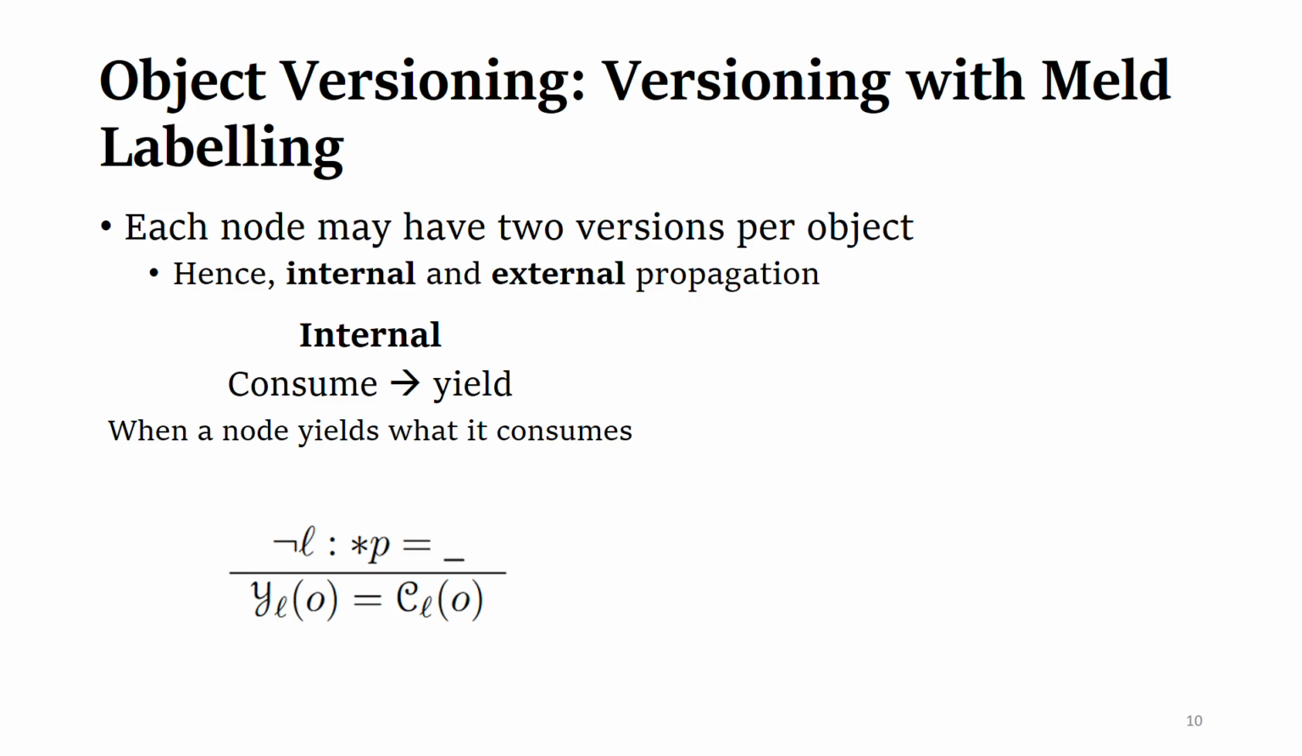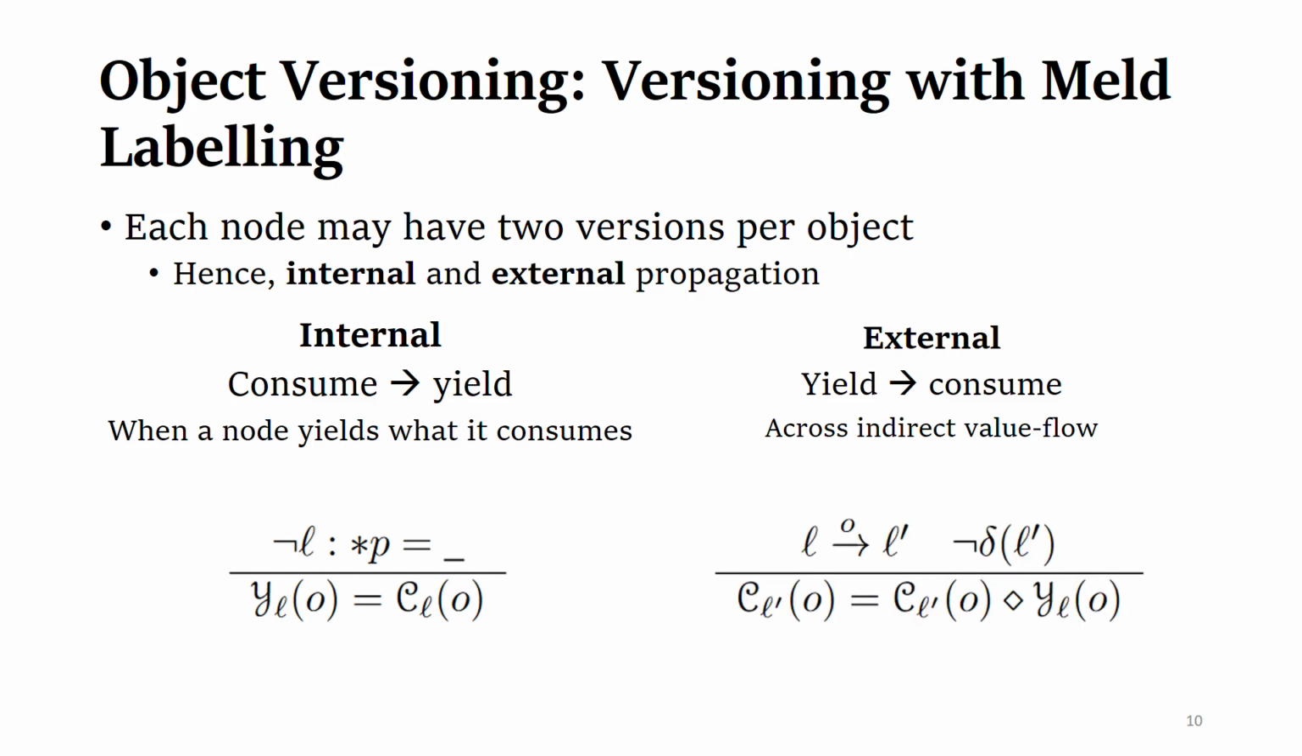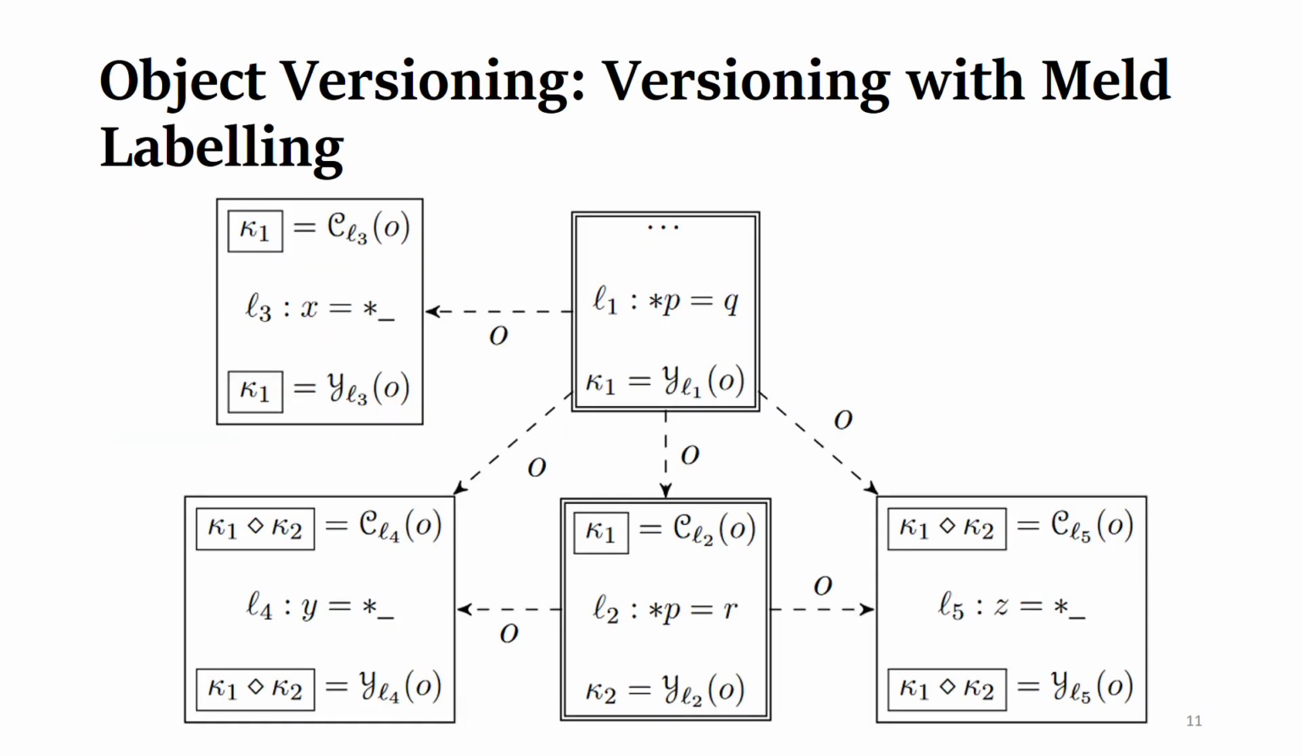External propagation, on the other hand, is between nodes along indirect edges, or value flow, from the yielded version of an object of one node to the consumed version of an object at another node. The consumed version of an object at non-delta nodes, which had their consumed version set earlier in the pre-versioning phase, is a melding of the yielded versions of the object at incoming neighbor nodes. This is encoded in the inference rule on the right, where given a value flow of O from L to L prime, the consumed version of O at L prime is a melding of itself and the yielded version of O at L.